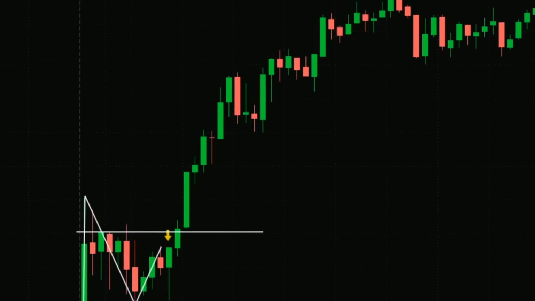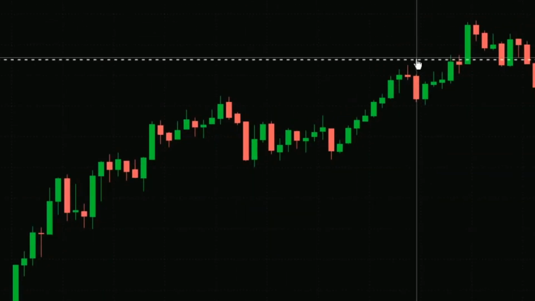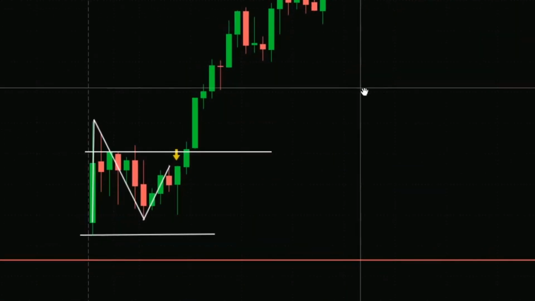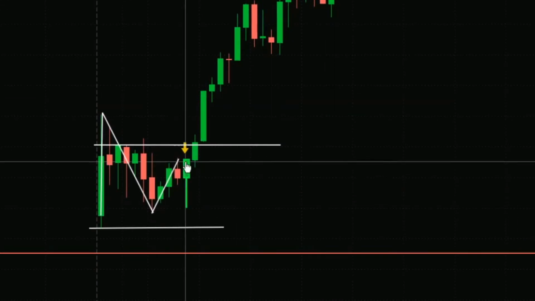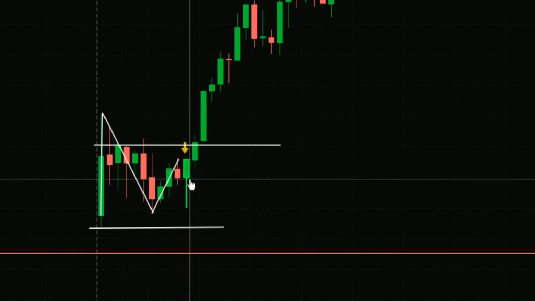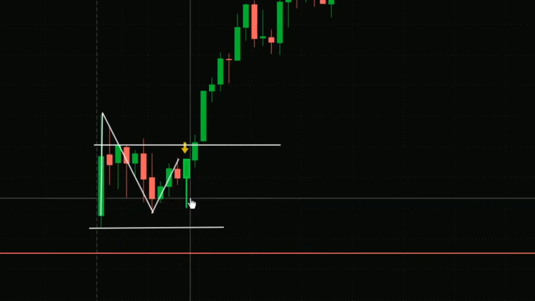Will it do this all day? Not necessarily. It's not guaranteed. We don't really know. The market's going to do what the market's going to do. But this green candle here with this wick is showing us rejection of lower prices.